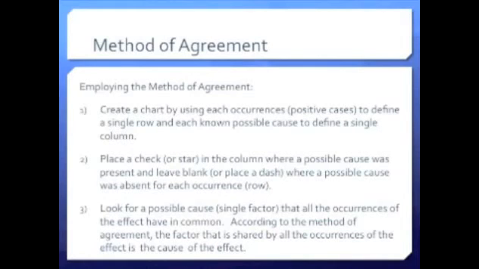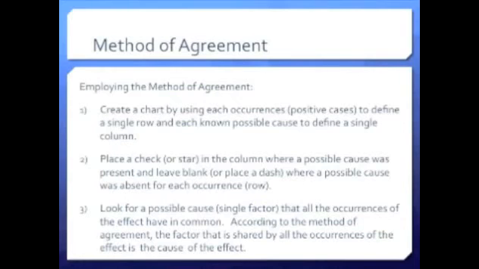Our first step would be to create a chart by using each positive case of the effect to define a single row of our chart. And we would use each known possible cause to define a single column on our chart. Then we would place a check or a star in the cell where a possible cause was present when the effect was also present. And we would leave blank or place a dash in the cell where a possible cause was absent when the effect was present.